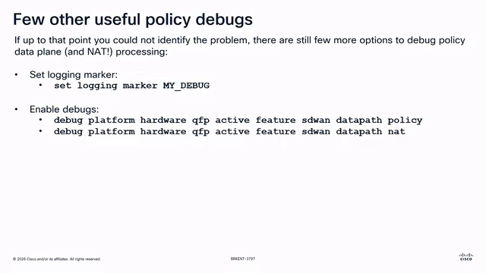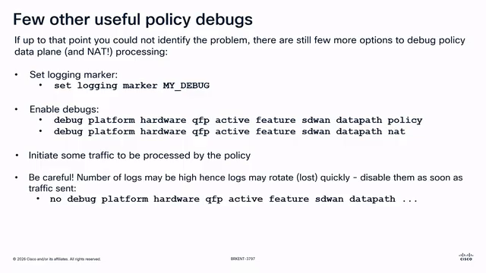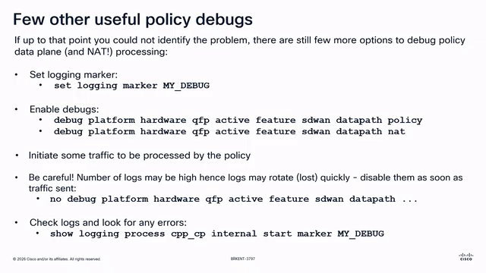Maybe some misprogramming happens and the router is already crying, oh, I cannot do it because of this and that, right? And one more thing is SD-WAN data path. This is for data policy, right? When you initiate some traffic and once you're happy and traffic was sent, you stop the traffic, because it's very chatty, and then you disable the tracing, right? How to see the logs? Just like with OMP, maybe you remember it, right? A show logging process, this is yet another name for QFP, internal, start, marker, and starting from your marker which you have defined here.